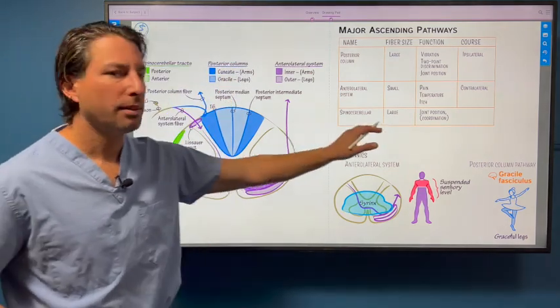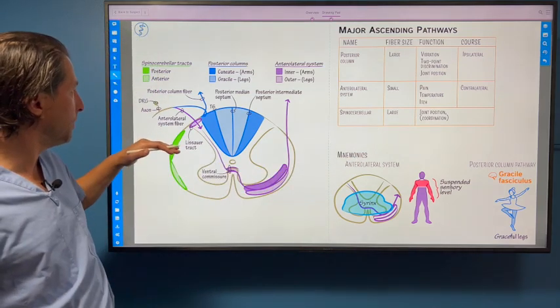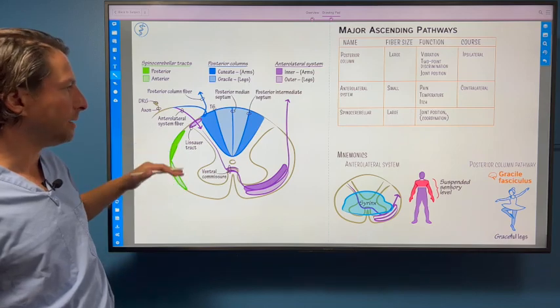And then the spinocerebellar tract, we have posterior and anterior. Here's the posterior, and then here's anterior right here.